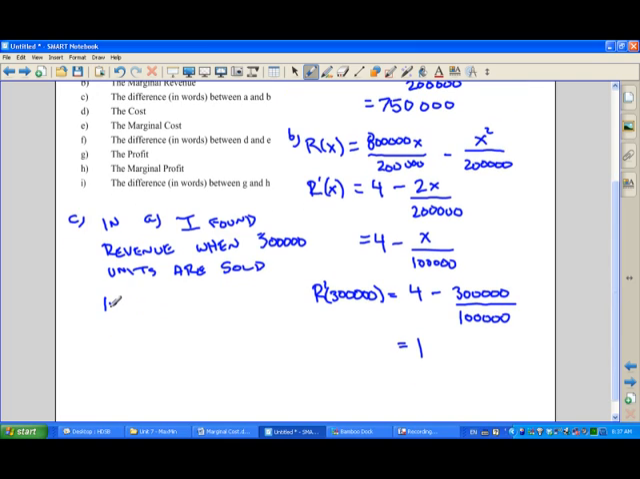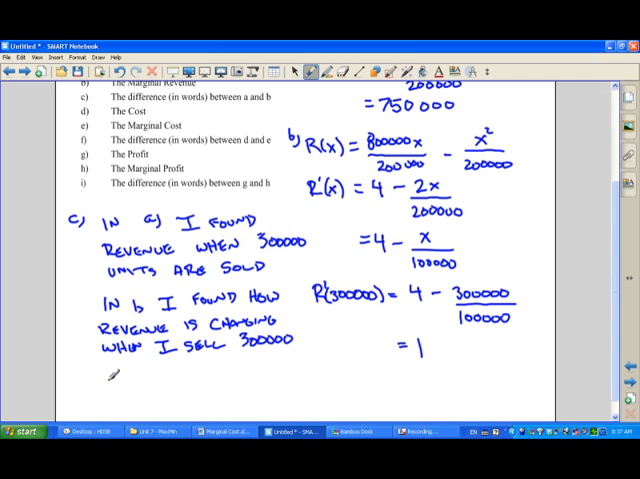In B, I found the instantaneous change of revenue. I found how revenue is changing when I sell 300,000 units or 300,000 cups of coffee. So in part A, I found a number, a value. In part B, I found a rate of change. So when I sell 300,000 cups of coffee, I'm expecting to see a change in revenue of $1 per unit.